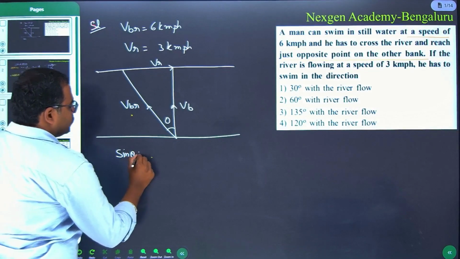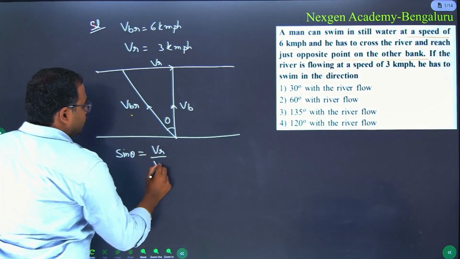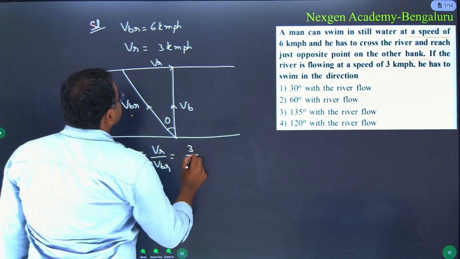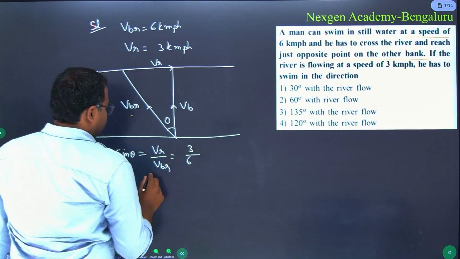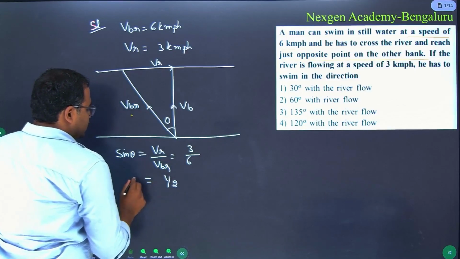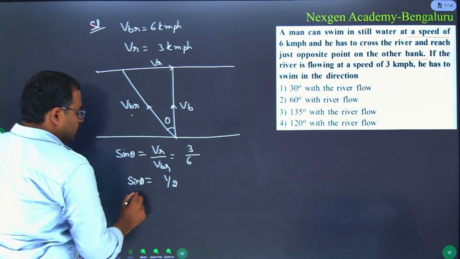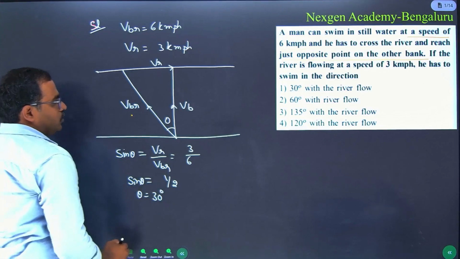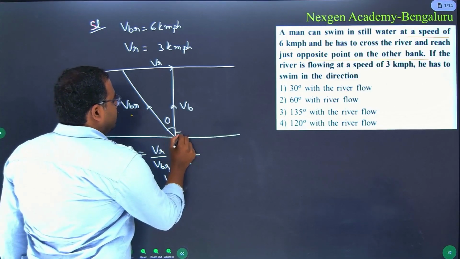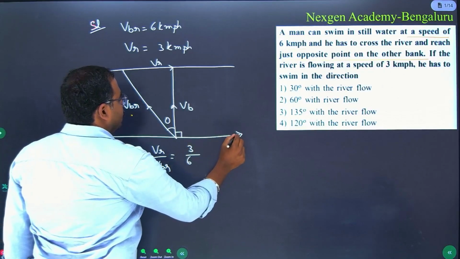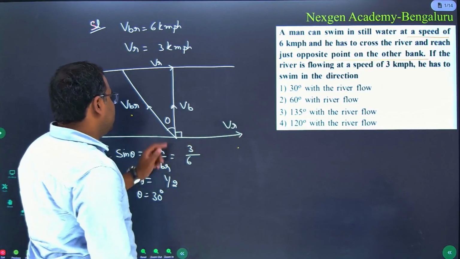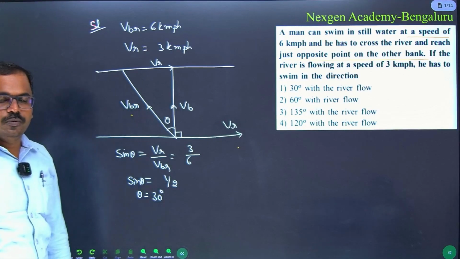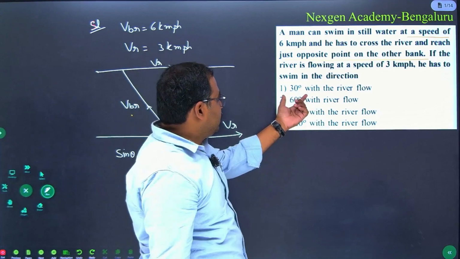Sin theta is equal to VR by VBR, which is equal to 3 by 6 kilometers per hour, that is 1 by 2. Sin theta equal to 1 by 2 means theta is equal to 30 degrees. So with the vertical it is 30 degrees. With the river flow, it is 90 here. This is the direction of the river. With the river flow, 90 plus 30, the total angle is equal to 120 degrees with the river flow.